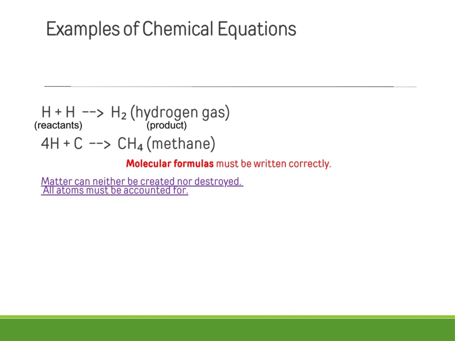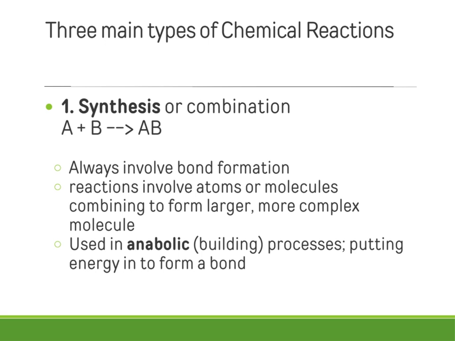For the second reaction, we see four hydrogen atoms combined with one carbon, and we see all those atoms represented in methane, or CH4. Because molecular formulas must be written correctly and account for all atoms, we'll see by using chemical equations that matter can neither be created nor destroyed, and if a chemical equation is written incorrectly, it may suggest that. But we want to make sure all atoms are accounted for.